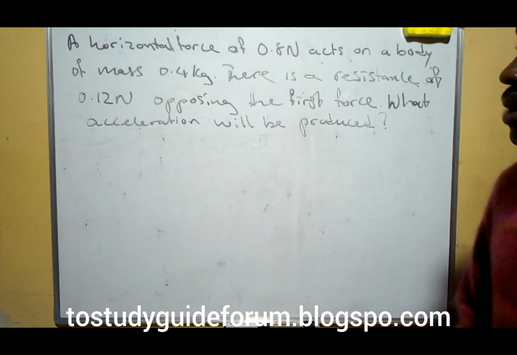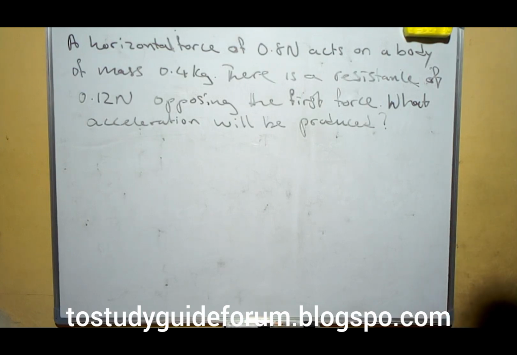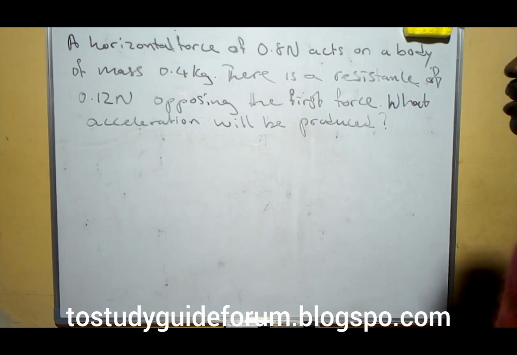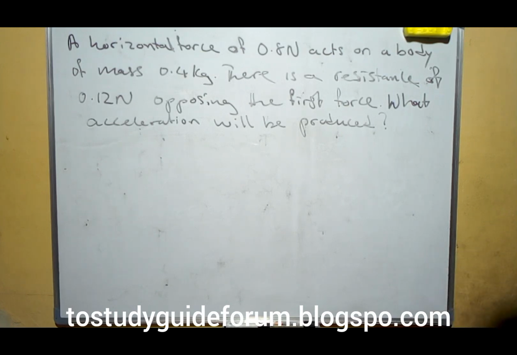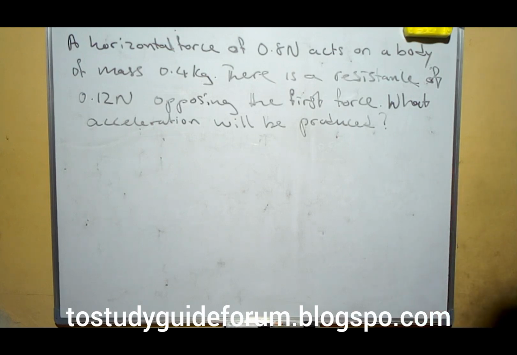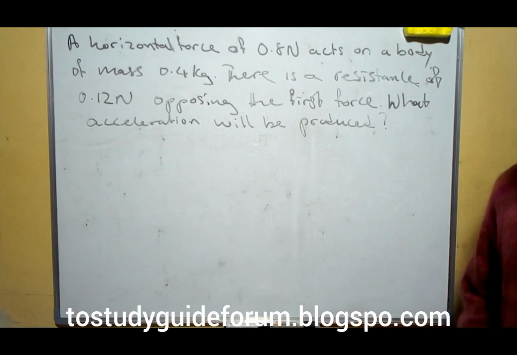In this one, we are given a question that says a horizontal force of 0.8 Newton acts on a body of mass 0.4 kg, and there is a resistance of 0.12 Newton opposing the first force. What acceleration will be produced? So we're trying to find the acceleration that is produced when this happens with the resistance acting on it.